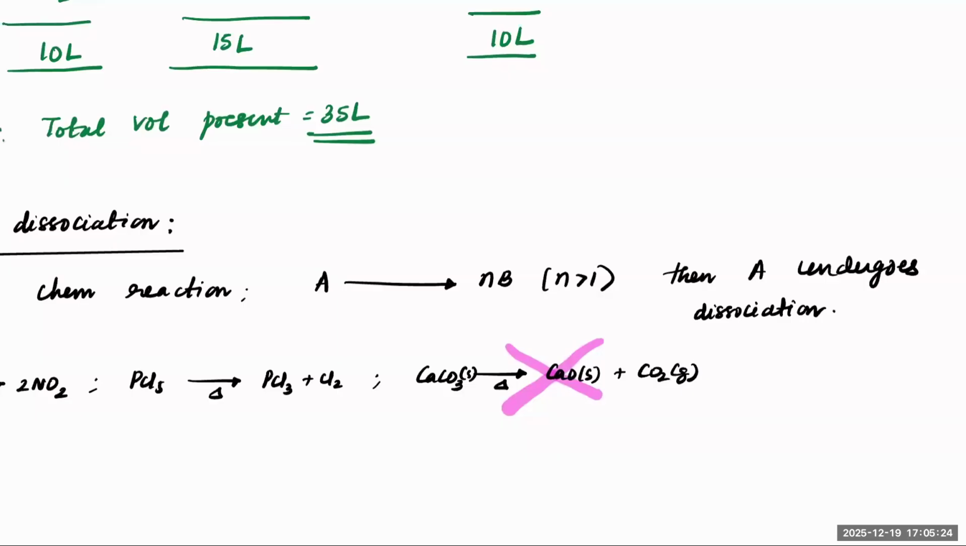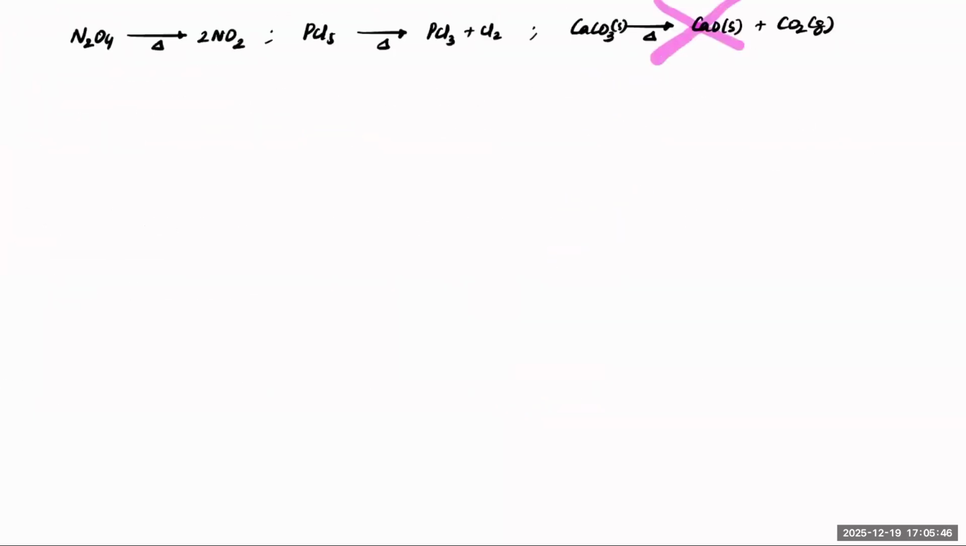So whenever n is greater than 1, we say it is dissociation. What if n is less than 1? We call it association. That we will learn later, but in this topic dissociation is the priority. Association we have in a separate chapter altogether. Like this, any reaction, for example ammonia giving N2 plus H2, is also dissociation. The number of moles of a particular phase should be increasing.